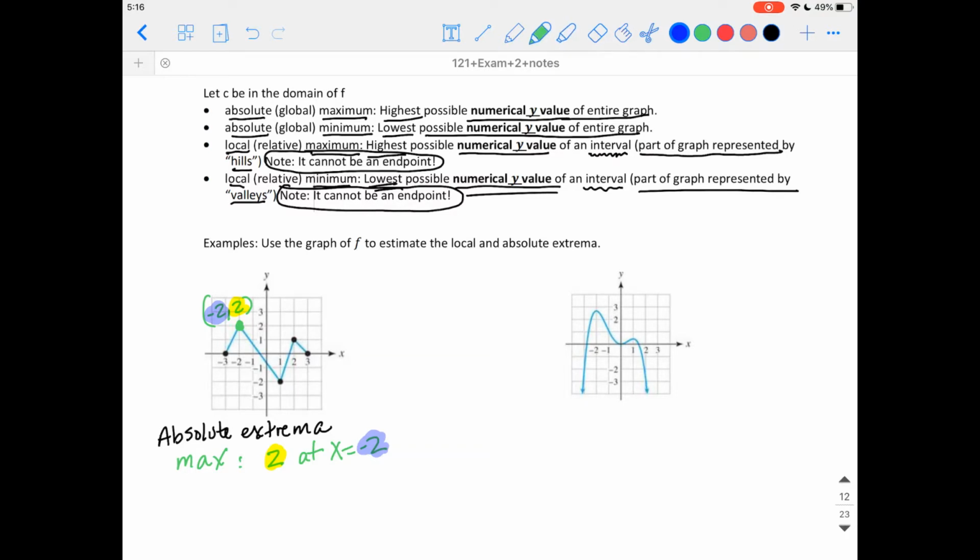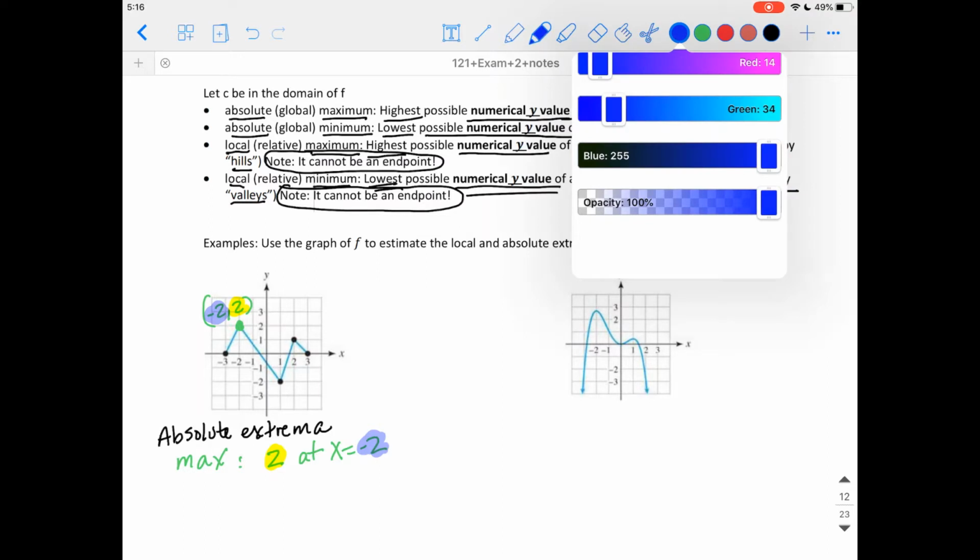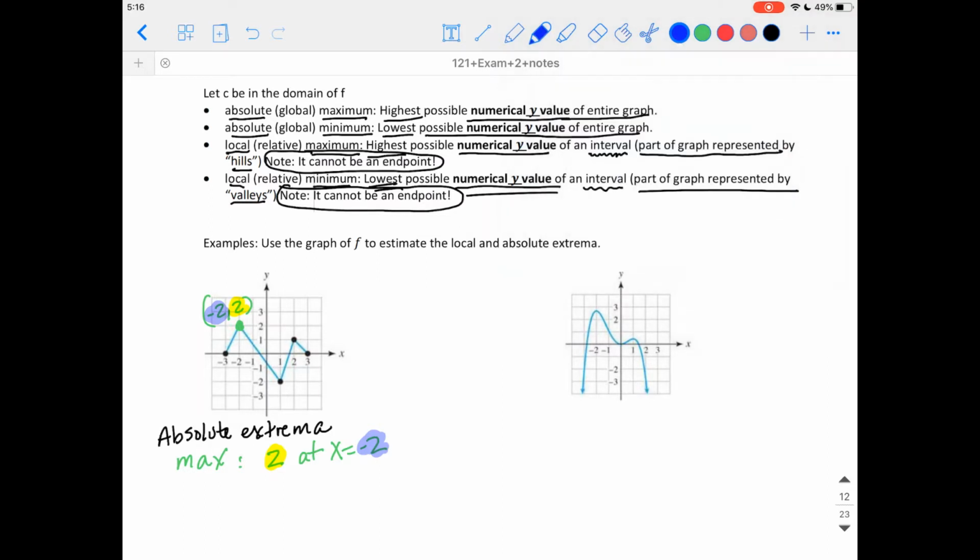Moving right along, we're going to have an absolute min. So I'm going to pick another color here, taking this really slow. We're going to have a min right here. And this value is (1, -2).